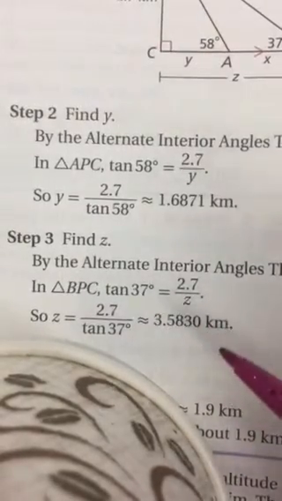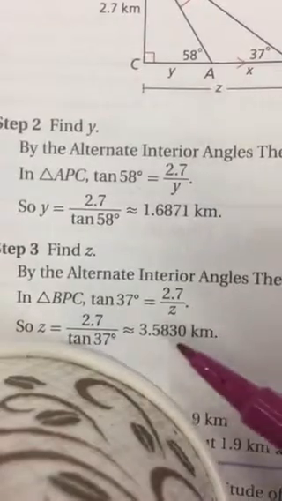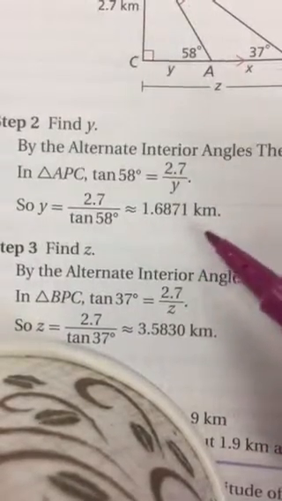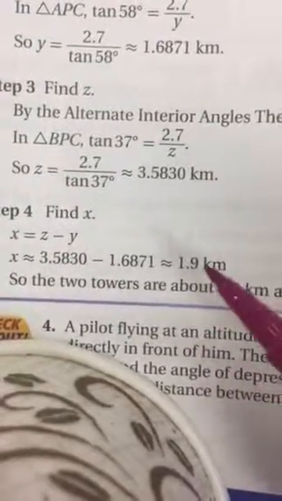To find the difference between the two, we just subtract 3.5830 minus 1.6871, and here is our answer.